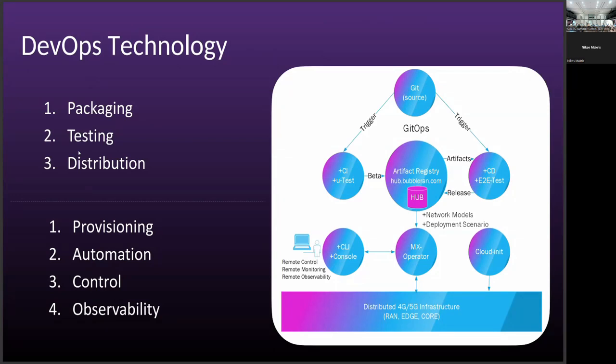So this is the dev part, and there is the operational part, which is the second half of the figure that you see. It's more about the operation of your network in the actual infrastructure. So you have a provisioning phase, which you see here, we are using Cloud Init to provision the infrastructure. The second is the automation, which uses this operator through this remote control that I just showed you to access the infrastructure. There is a control and there is observability.